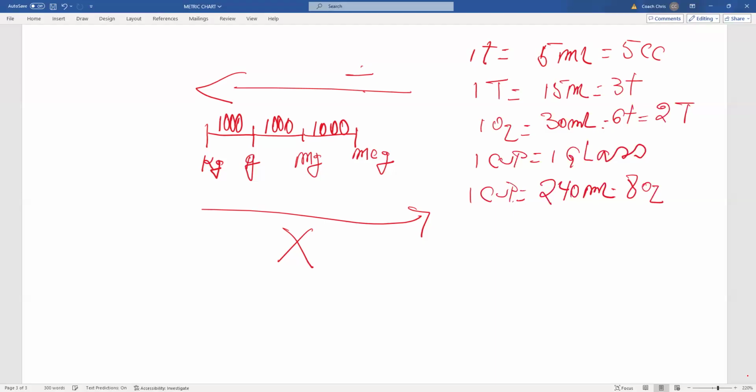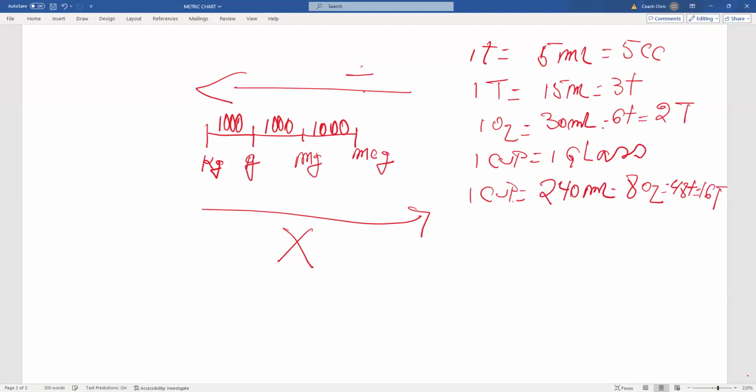I don't want to drive you crazy with teaspoons, but if you have to go to teaspoons, you're going to get 6 times 8. You're going to have 48 teaspoons. You're going to get 2 tablespoons times 8. You're going to have 16 tablespoons.